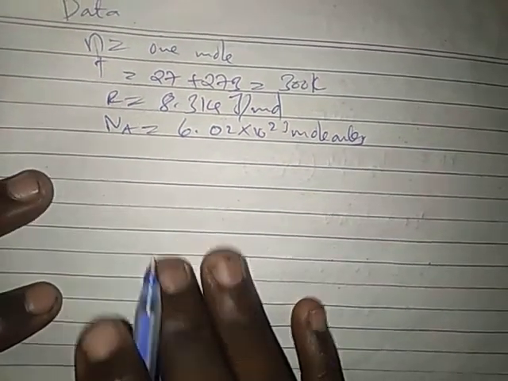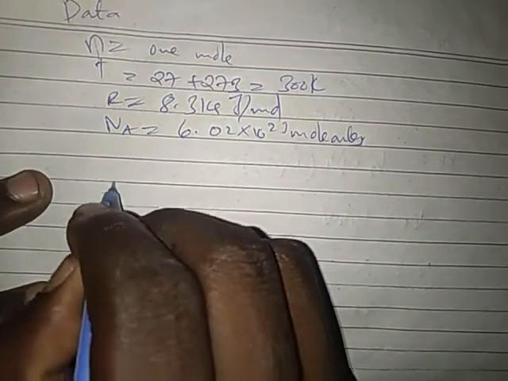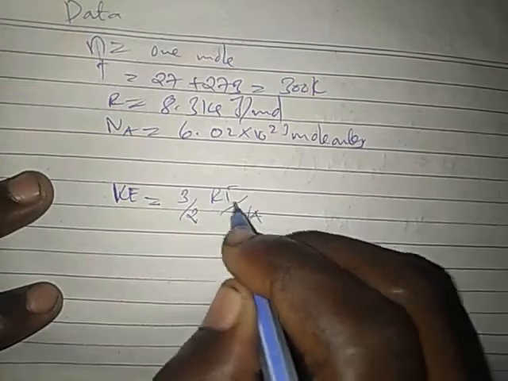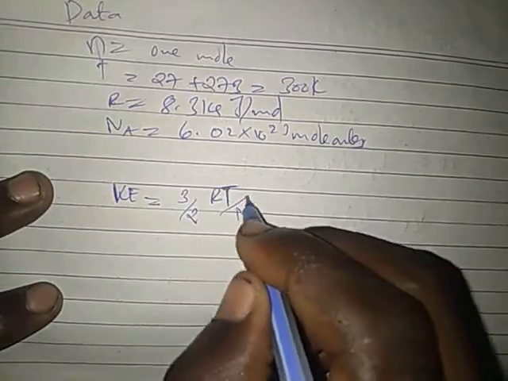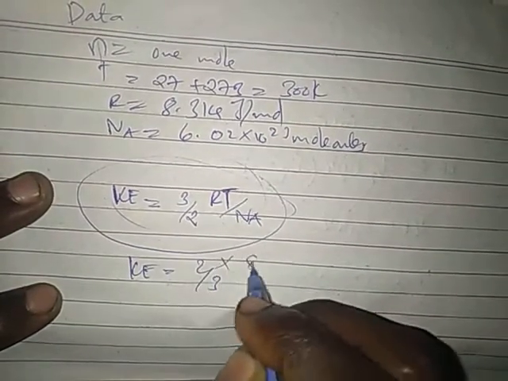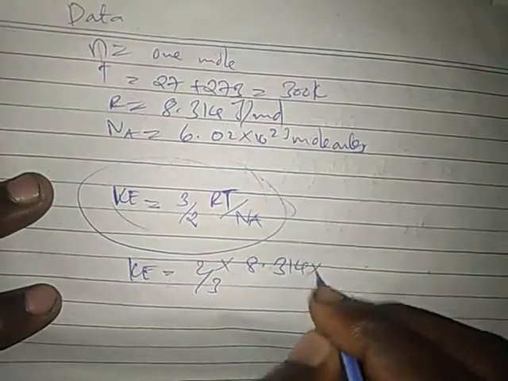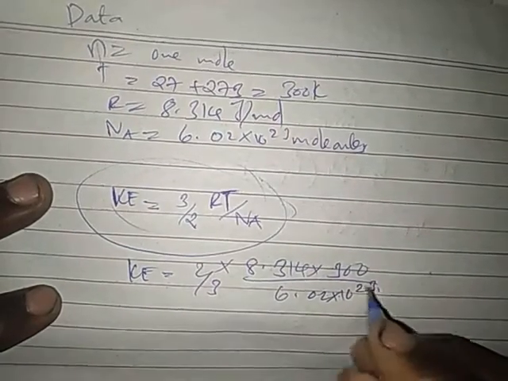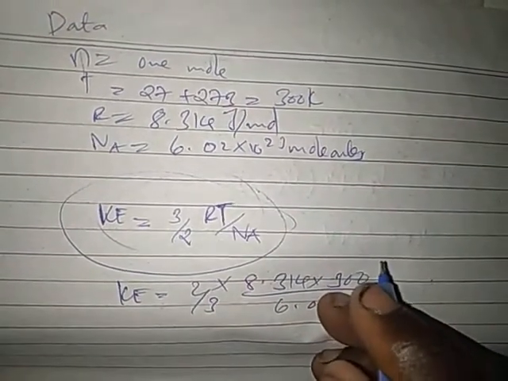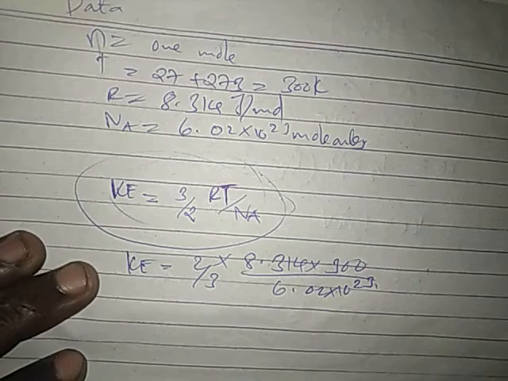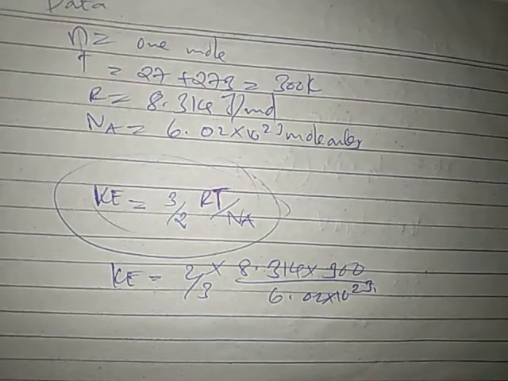Na kama tulivyosema kule mwanzoni, kinetic energy of 1 mole itakuwa 3/2 RT divided by Na. Consider equations zetu ambazo tulikuwa tumederive kule nyuma, utakiona hiki kitu. So hapo nasubstitute, kinetic energy itakuwa 3/2 times 8.314 times 300 divided by 6.02 times 10 power 23. Na ukiingiza hapo hizo computation, ukikompute hapo unatoka na jibu la swali lako.